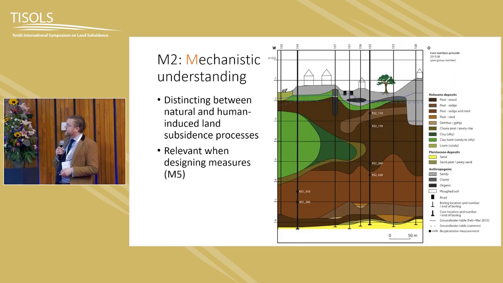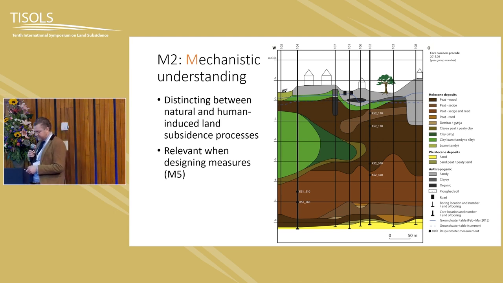And that's already the first step towards the second M, mechanistic understanding, where we try to unravel the whole land subsidence signal. And that's very important because, first of all, we need to distinguish between the natural land subsidence components and the human-induced. Of course, for natural ones, the action perspective is very different. We cannot change natural land subsidence. We can only adapt to it. And we can mitigate human-induced land subsidence. But it's specifically relevant when you're designing measures. And I'm trying to illustrate that with this picture.